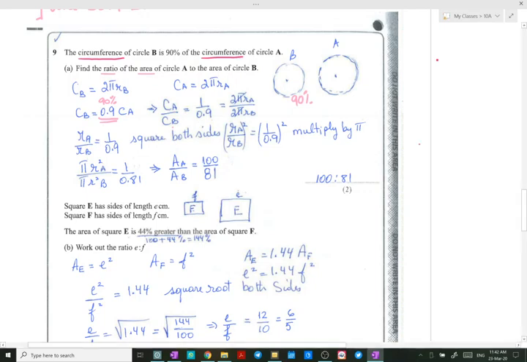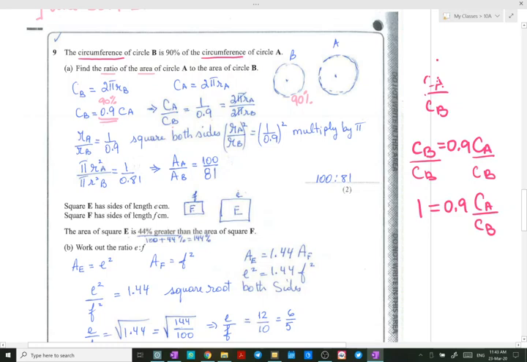So in the first place, we found that CB is equal to 0.9 CA. We need the ratio CA over CB. So let us divide both sides by CB. So this is CB divided by CB and this is divided by CB. We get 1 equals 0.9 CA over CB. So I need CA over CB on one side, so I divide by 0.9. So the answer will be 1 over 0.9.